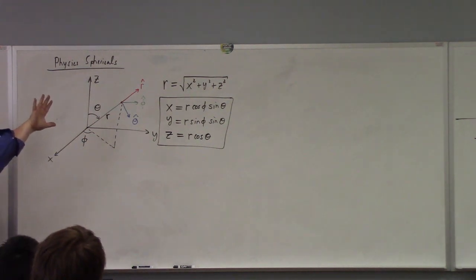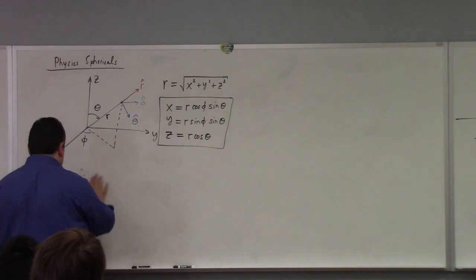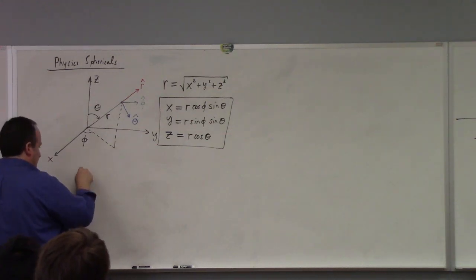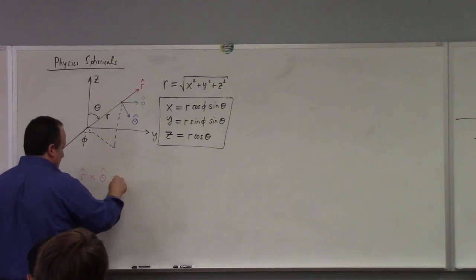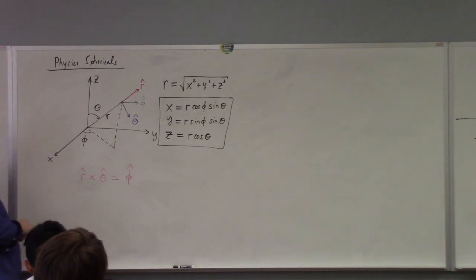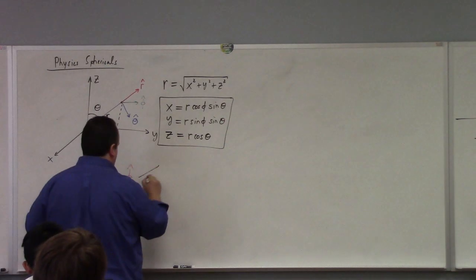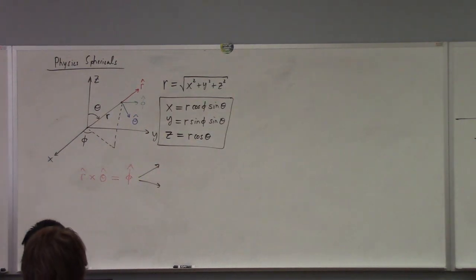R hat crossed into the theta hat gives me the phi hat, right? So r hat crossed into the theta hat gives me the phi hat, if you can see that. But what do we automatically know from that? Assuming that we know that they're a right-handed triple, which we could, I mean, I can give you formulas.